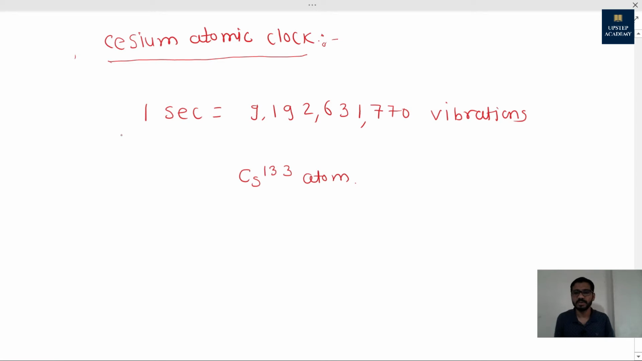As we saw in the previous method, we were using 1 second as a fraction of the duration of the day, which was not an accurate method as the time of the day varies because of change in the rotation speed of the earth. That is why this new method had to be adopted, and according to it 1 second is the time for that many vibrations of the radiations given out by the cesium 133 atom. That is about the measurement of time.